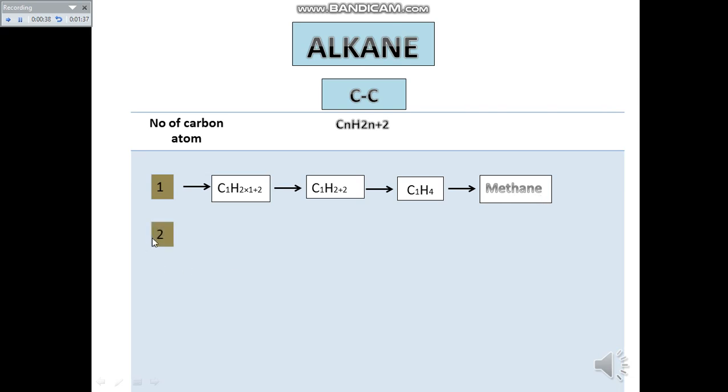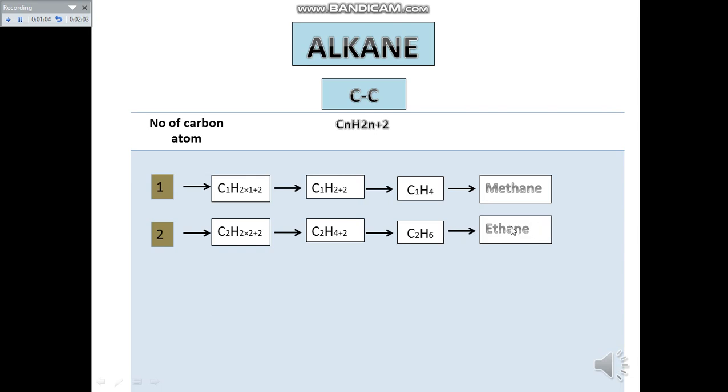In the same way, the number of carbon atoms is 2. Apply n equals 2 in this formula. We get C2 H(2 into 2 plus 2), that is 4 plus 2, C2 H6. The number of carbon atoms is 2, so the prefix is eth and the suffix is ane, so ethane.